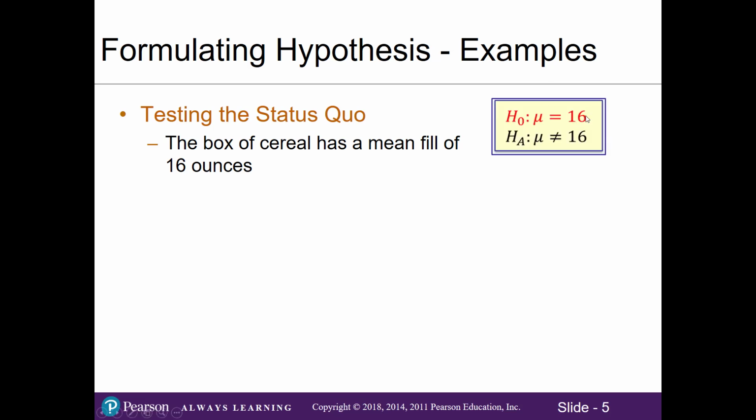So here, in red, our null hypothesis states that the mean fill of a cereal box is equal to 16 ounces. That means our machine is working. The alternative hypothesis states that the mean fill does not equal 16 ounces. That means something's wrong with our machine. Now, not equaling 16 ounces, it could mean that it's overfilling or underfilling, but we don't necessarily know. We just know that the machine is not working as intended.